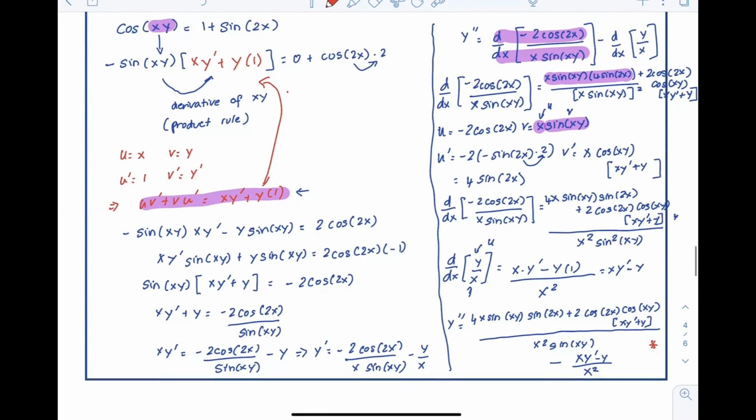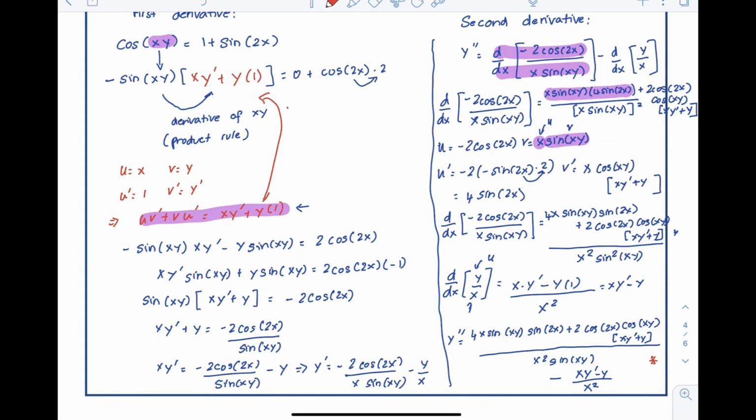Another great problem is this one for good practice. This is also a problem meant for good practice with product rule, quotient rule, chain rule, and implicit differentiation.